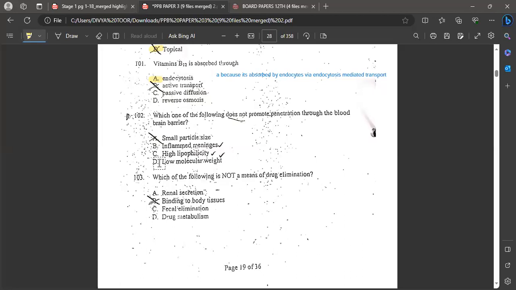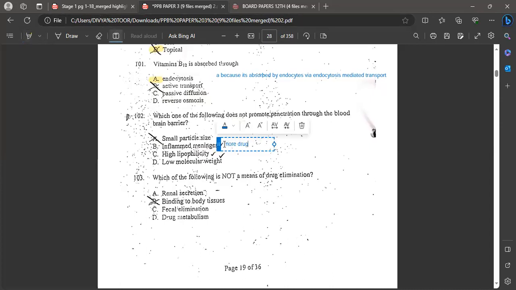When I'm thinking small particle size, it probably does promote. Small particles, I feel like it does. What about inflamed meninges though? I think more drugs penetrate when it's inflamed, because if they're inflamed, it means the meninges are much larger. So do you guys think it's low molecular weight?